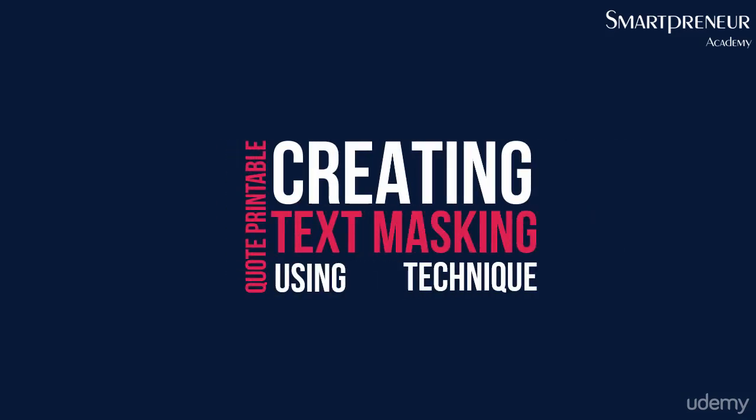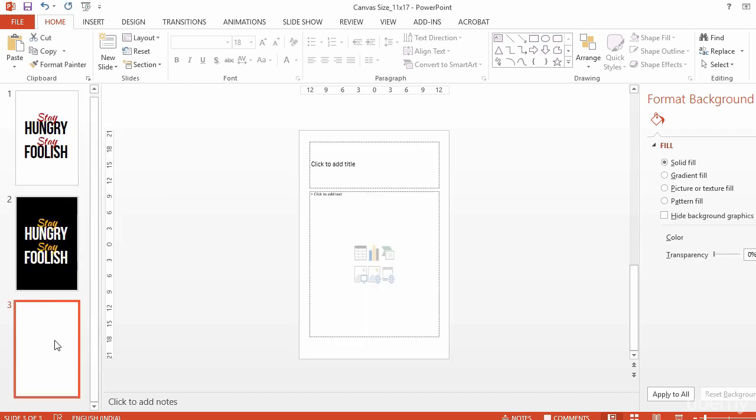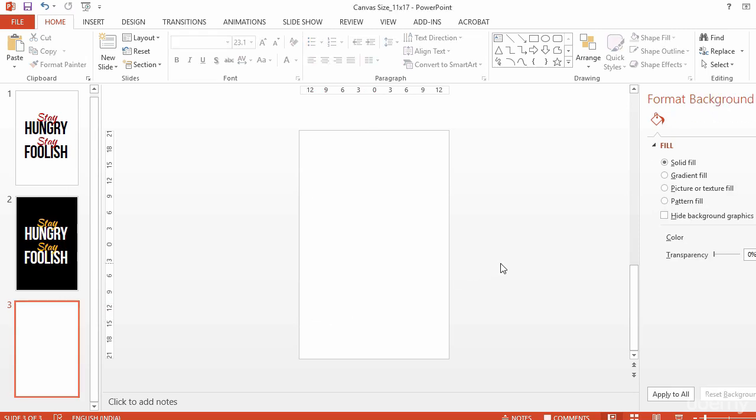In this lecture, I will show you how to create a quote printable in PowerPoint by using a text masking technique. Let's get started. First, open a new slide and clear all the elements. Now, choose a background color of your choice.